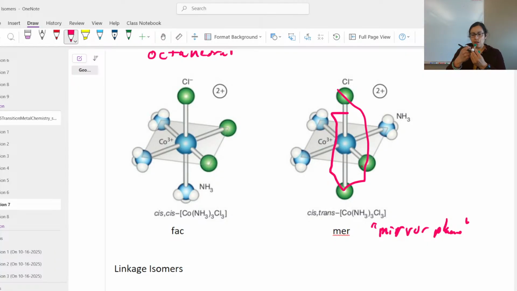And so I did build that one. Sorry, I didn't put my atoms on very well. So there's FAC for the camera, and then I'll start our MER on this side over here. So you can just rotate. There's MER.